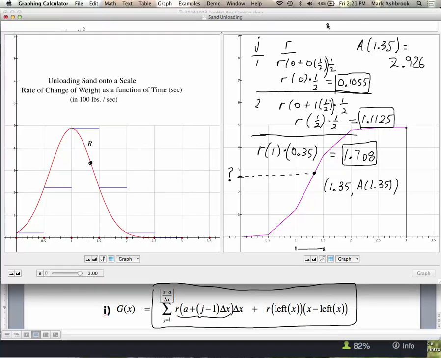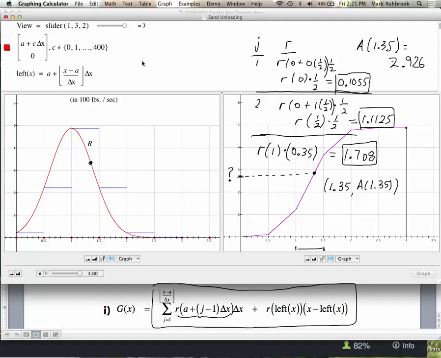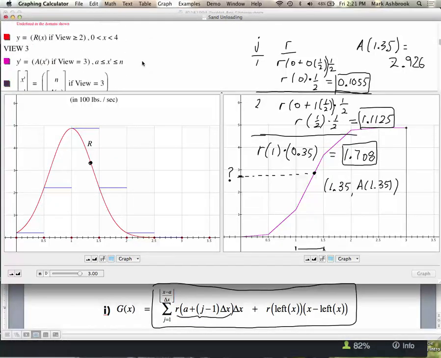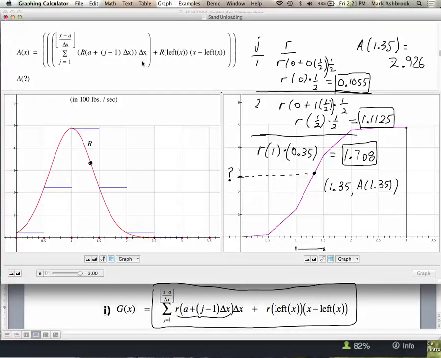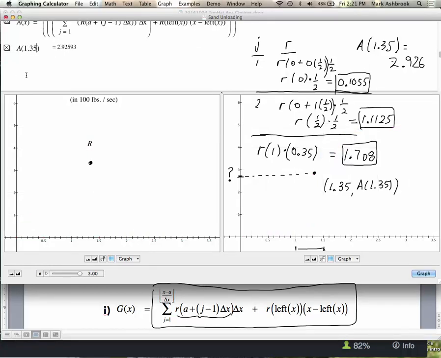So let's check it. I'm going to go to the graphing calculator here. I'm going to come down here. There's the accumulation function. If I put in 1.35, let's see if we did it right. 2.9259. Can you see it? Got it.